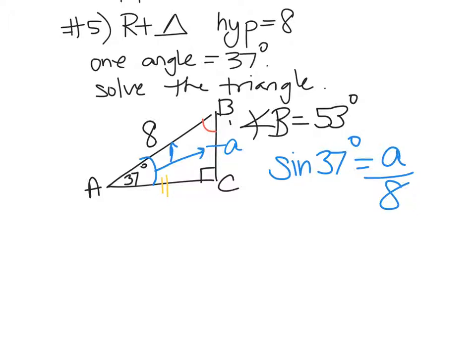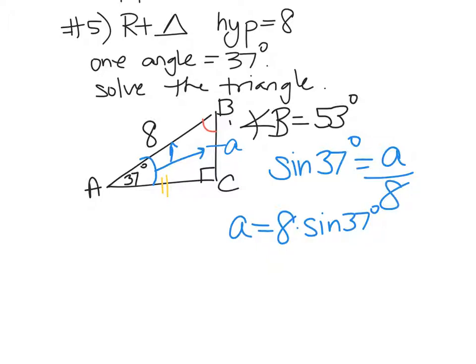So I can solve for A now by multiplying both sides by 8. So A is going to equal 8 times the sine of 37 degrees. 37 degrees is not a nice angle. It's not one of our special angles. So we're just going to go ahead and put it in, get a decimal approximation, round to one place. It's fine. So we're going to go 8 times the sine of 37.